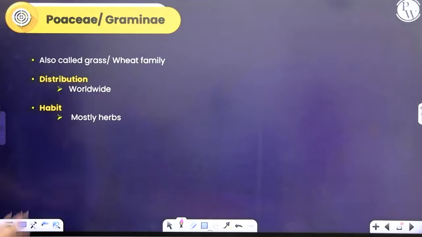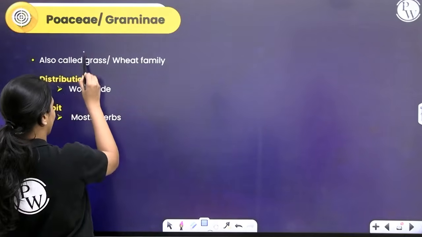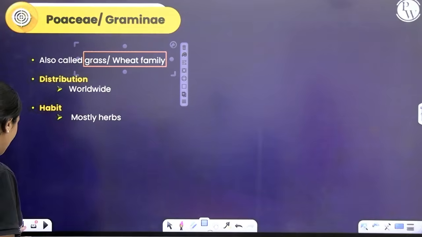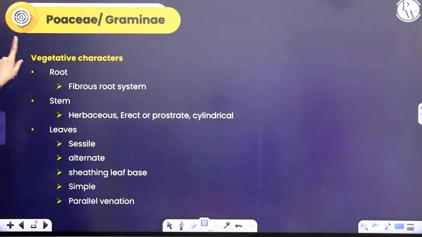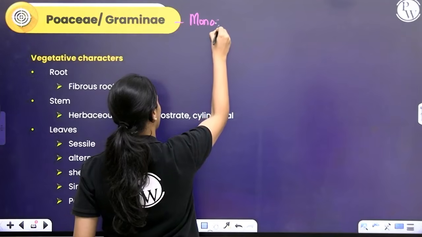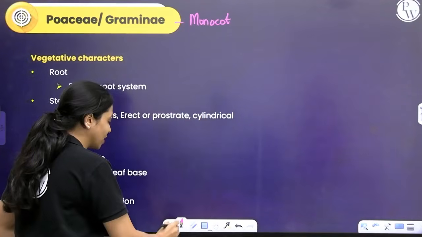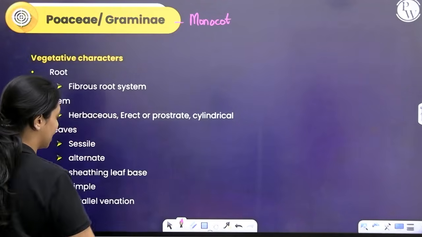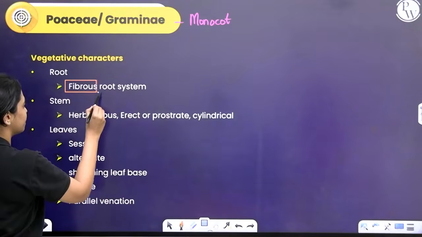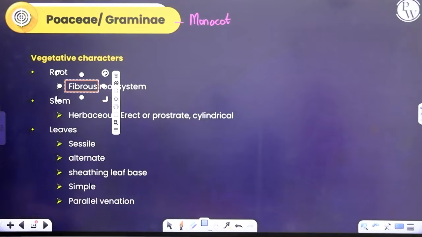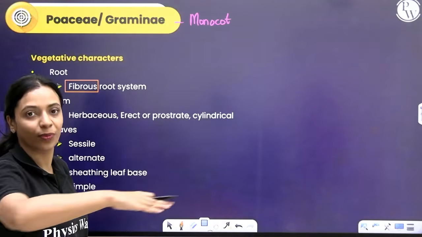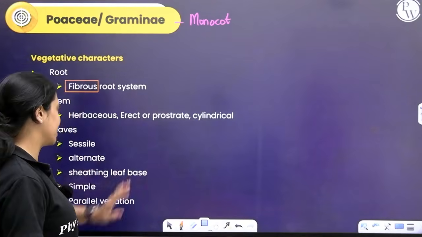Okay, so this is also called grass family or wheat family. Distribution worldwide, most of them are herbs. Since this is a monocot family, this is the only monocot family that we are learning about. Okay, the vegetative character, since it's monocot, you will have fibrous root system. Stem is herbaceous. It may be erect or sometimes it's prostrate. You've seen how grasses can form runners, so it's prostrate, and it is cylindrical.